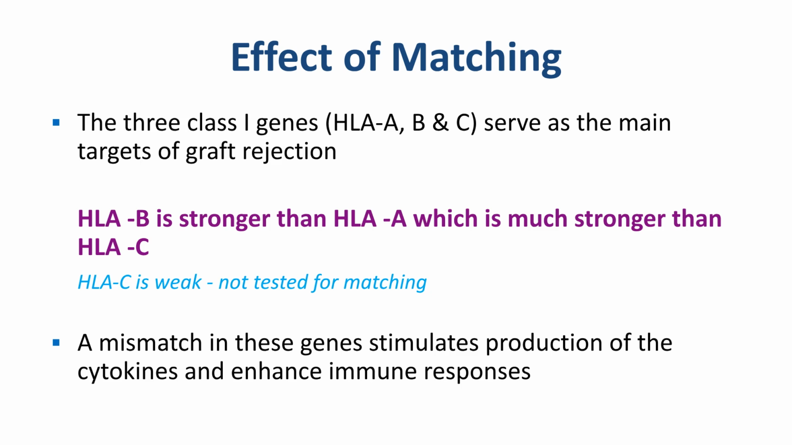HLA-A is much stronger than HLA-C in triggering rejection, but weaker than HLA-B. HLA-A mismatches do affect outcomes, but less severely than HLA-B mismatches. HLA-C is the weakest of the 3. Its impact on graft survival is minimal compared to HLA-A and HLA-B. For this reason, HLA-C is often not tested for matching in routine transplant protocols, focusing resources on the more important HLA-A and HLA-B. A mismatch in these genes, particularly HLA-B and HLA-A, stimulates production of cytokines and enhances immune responses against the graft. The more mismatches, the stronger the rejection response and the more immunosuppression required.